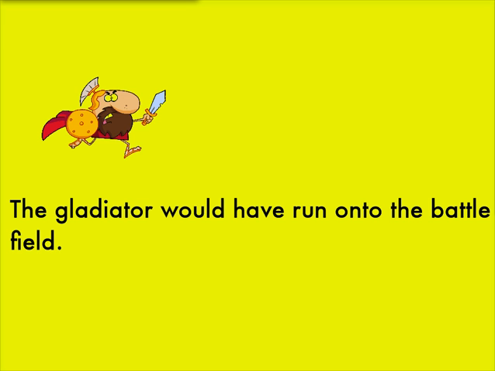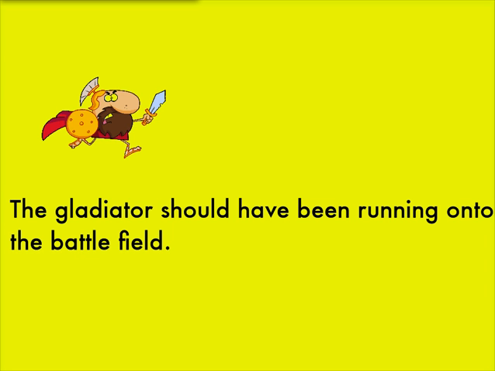Sometimes action verbs can have more than one helping verb. Look at this sentence. The gladiator would have run onto the battlefield. We have both a helping verb that puts us into the past and a conditional helper. Our main verb is still run. What word tells us that this potentially happened in the past? That's right, it's have. And what's our conditional word? Just like the one on the last slide, it's would.